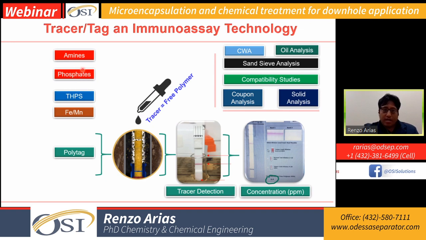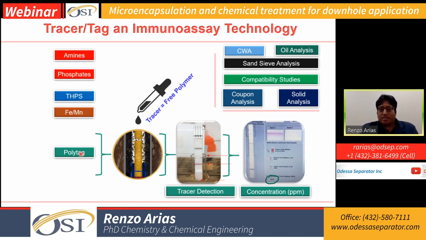So additionally to that, the separator has added other ways to trace our chemicals. One is the THPS. We can also trace iron and manganese. The iron and manganese levels will tell you about the corrosion activity in your system. So it's going to help you to decide, right, at the moment. I'm going to explain a little bit about THPS in the next slide. So I'm going to jump to the polytar.